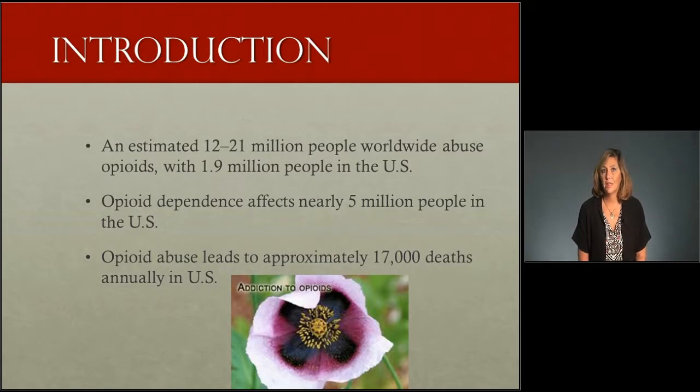So in introduction, just to give you an idea of the incidence and the number of people that we're talking about, there's an estimated 12 to 21 million people worldwide that abuse opioids, with 1.9 million people here in the United States with opioid abuse. Opioid dependence, on the other hand, affects nearly 5 million people here in the United States. So you can already see, based on these statistics, that there is a difference between opioid abuse and opioid dependency. And we actually have a lot greater number of people that are dependent on the opioids. Opioid abuse and also opioid use leads to approximately 17,000 deaths every year here in the United States. And we're going to talk about that as well.